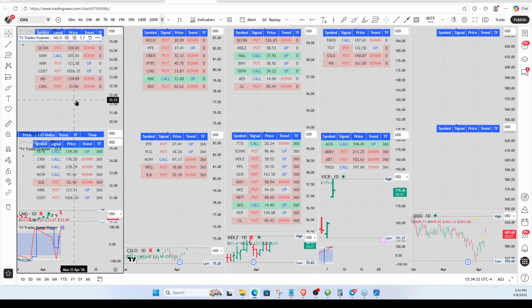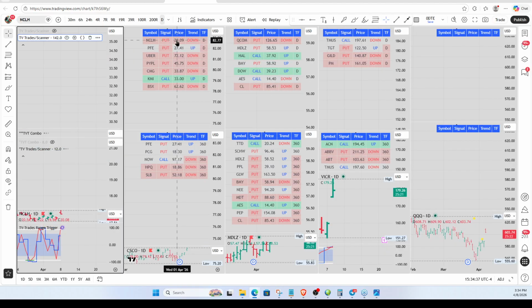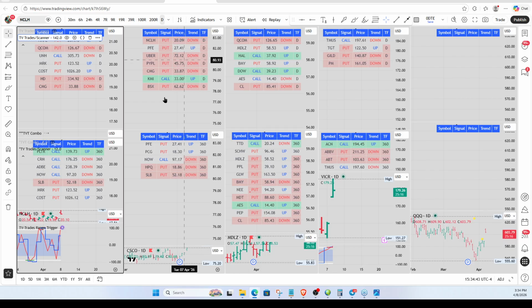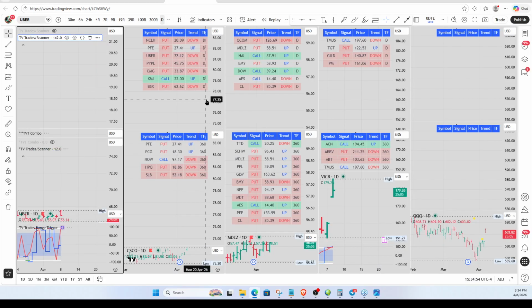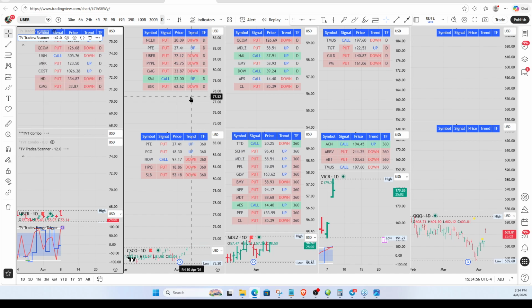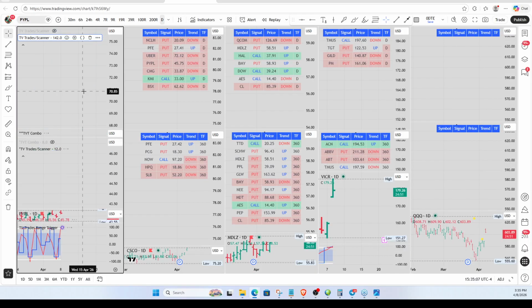So let's get NCLH and see if we have the cross. We do, so NCLH is good. And that's a put from 20, roughly. Okay, and Uber. Uber's across, so that's a put. And PayPal. That's across. There's a lot of puts tomorrow.